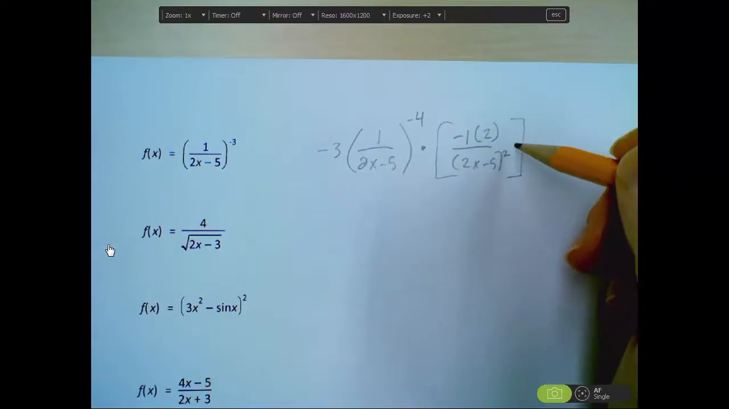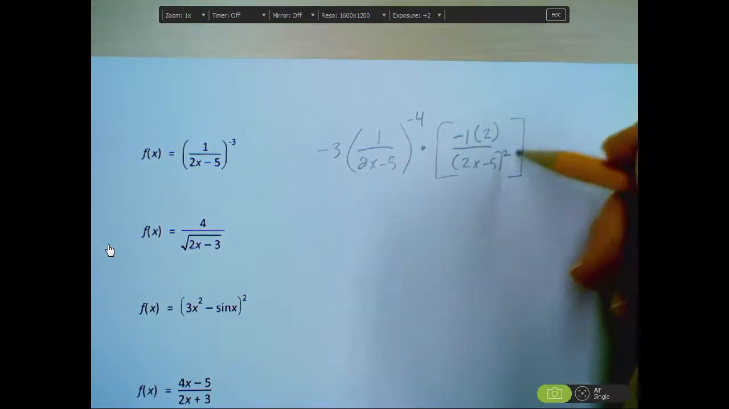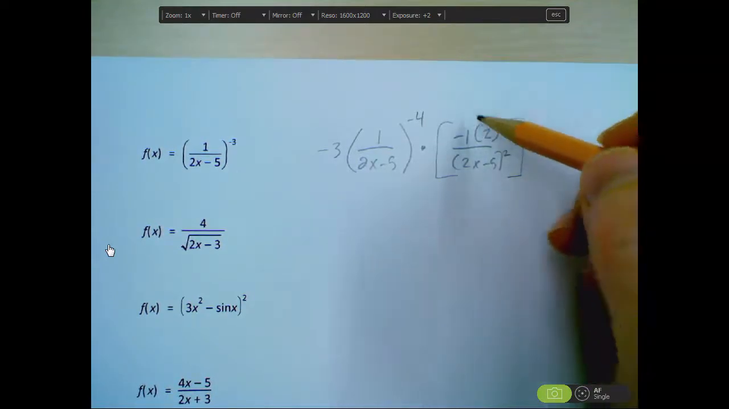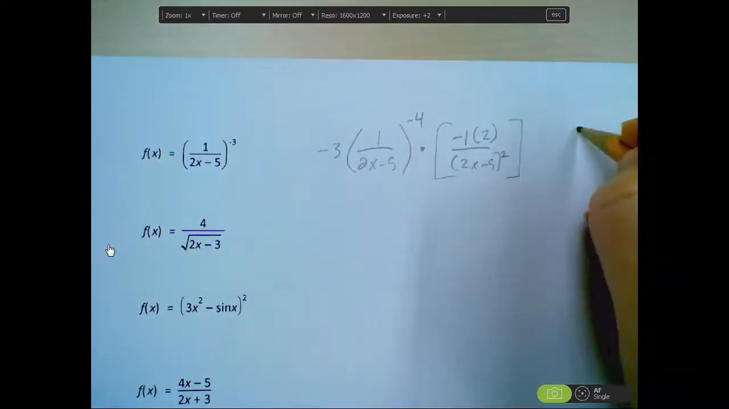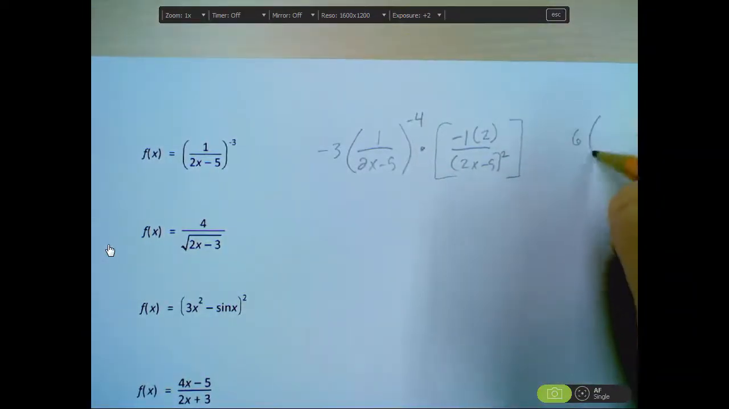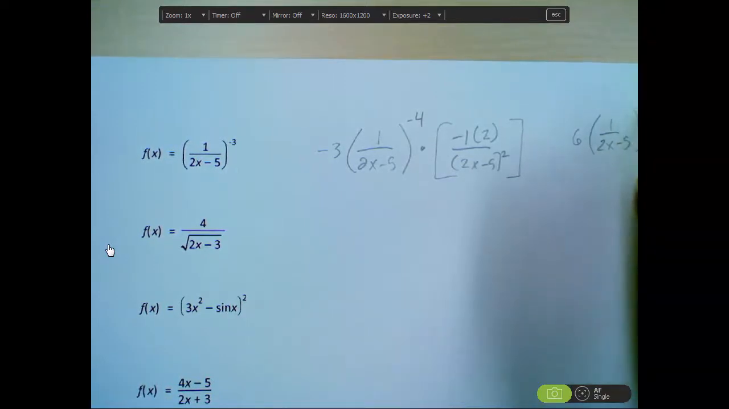The hard part is understanding that this is going to be multiple choice, so you have to be able to find the correct answer. So let's just do a little bit of manipulating here. This becomes -2, and when I multiply by that -3, I get 6 times 1 over 2x minus 5 to the -4 times 1 over 2x minus 5 squared.